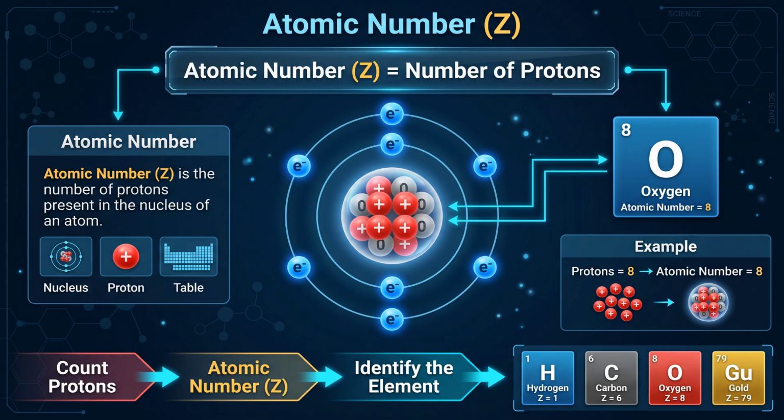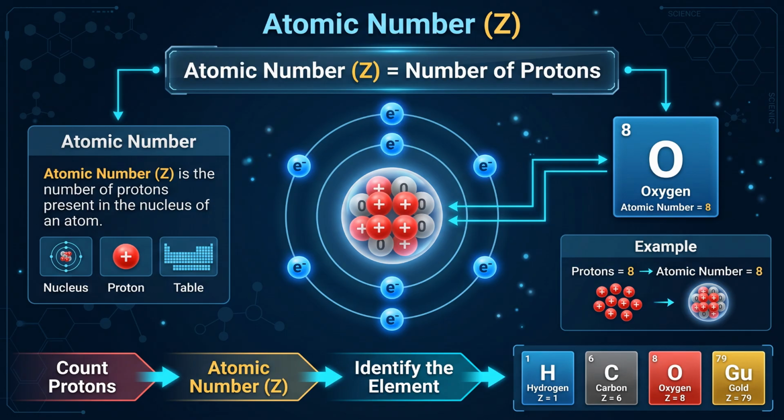The atomic number counts only protons, whereas the mass number counts both protons and neutrons. For example, the most common oxygen atom has 8 protons and 8 neutrons. Its atomic number is 8 because there are 8 protons, while its mass number is 16 because 8 protons plus 8 neutrons equals 16. Even if the number of neutrons changes, the atomic number remains the same because the number of protons has not changed. This leads us to the concept of isotopes. Isotopes are atoms of the same element that have the same number of protons but different numbers of neutrons.